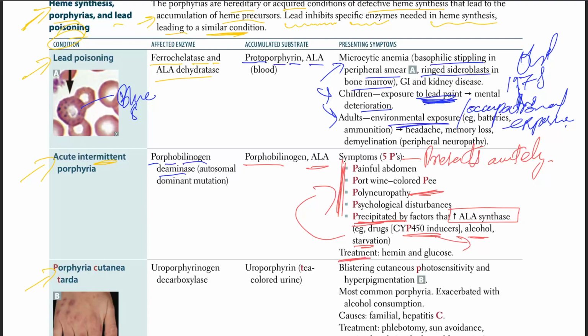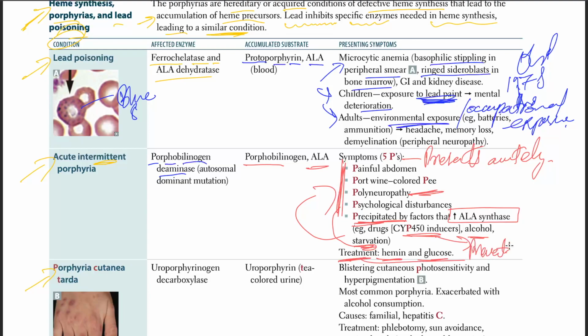So let's talk about treatment now. Treatment is hemin and glucose. Hemin and glucose. Glucose, as we said here, starvation causes precipitation, so that's why we're giving glucose. Okay, and you can also prevent. This is treatment, but also prevention.